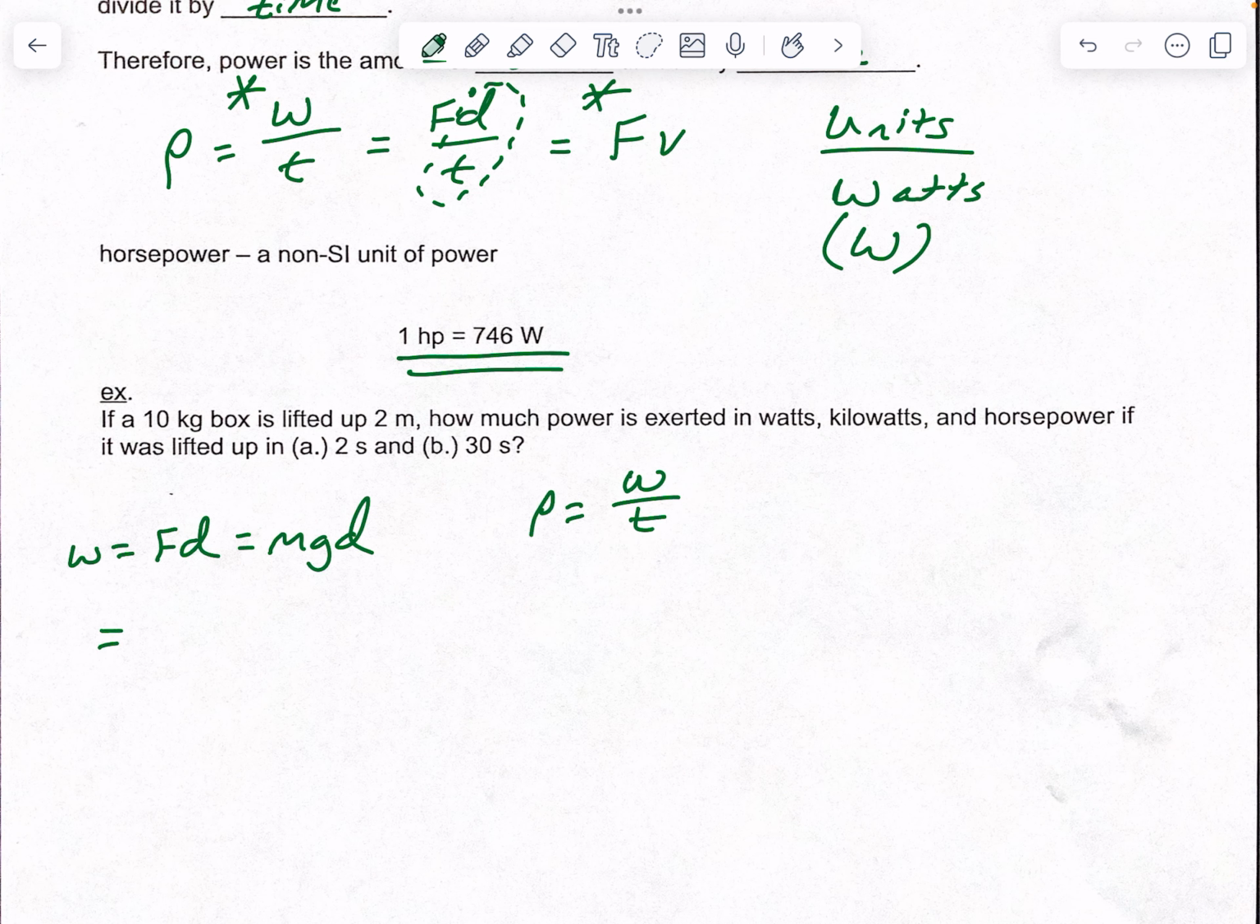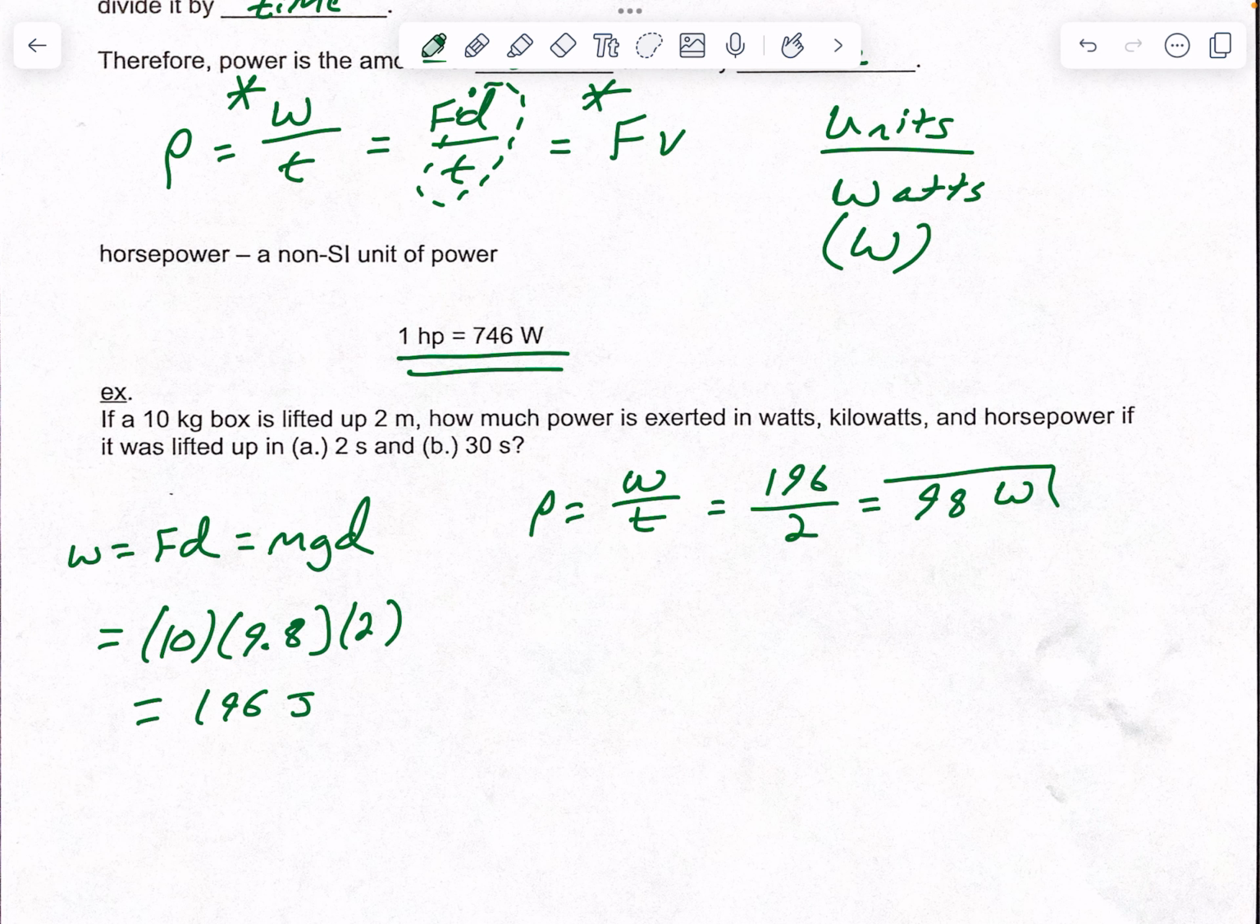So my mass is going to be 10. Gravity is going to be 9.8. Remember, the reason why it's a positive 9.8 is since you're lifting the box up, you're the one doing the work. Gravity is a factor, but gravity's not the one doing the work. If the box was falling, then you could make that a negative 9.8. And then your distance is going to be 2 meters. So that means the work is 196 joules. Now I know work, and now I know time, so I can solve for my power. Power equals 196 over my time, which is 2, and that's going to give me 98 watts.